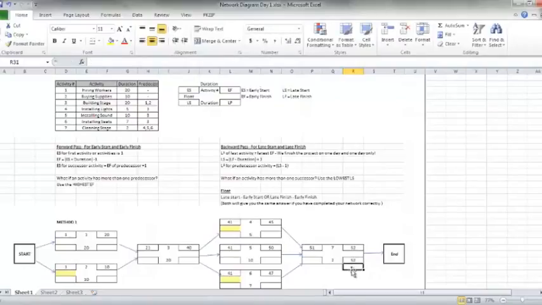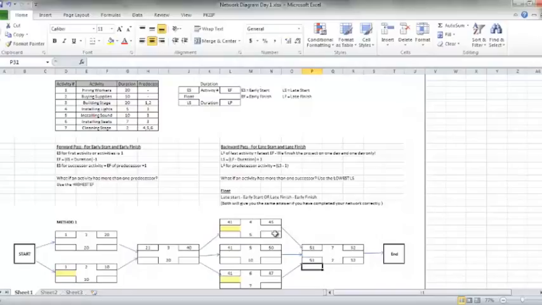Now, how do I get my late start, which should go right here? My late start is the late finish minus the duration plus 1. So I'm just working backwards. So 52 minus 2 is 50, plus 1 is 51. Whew, awesome.